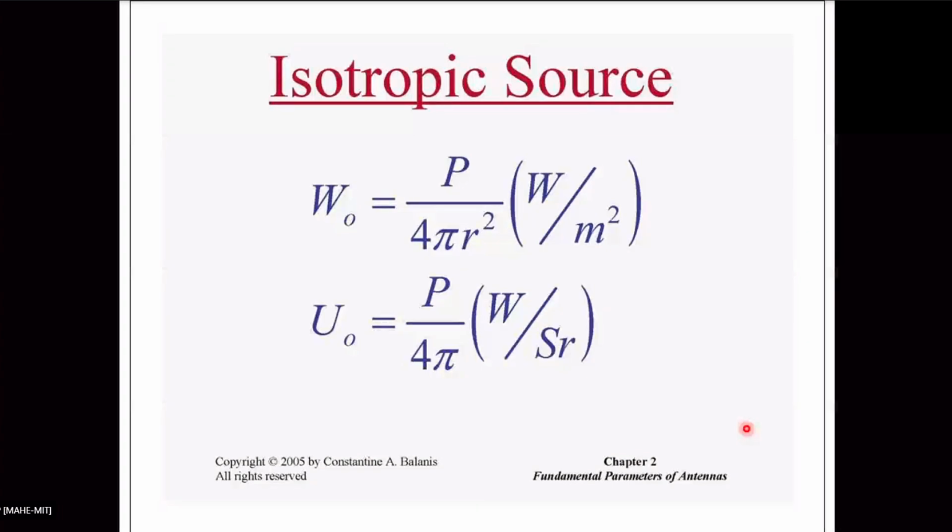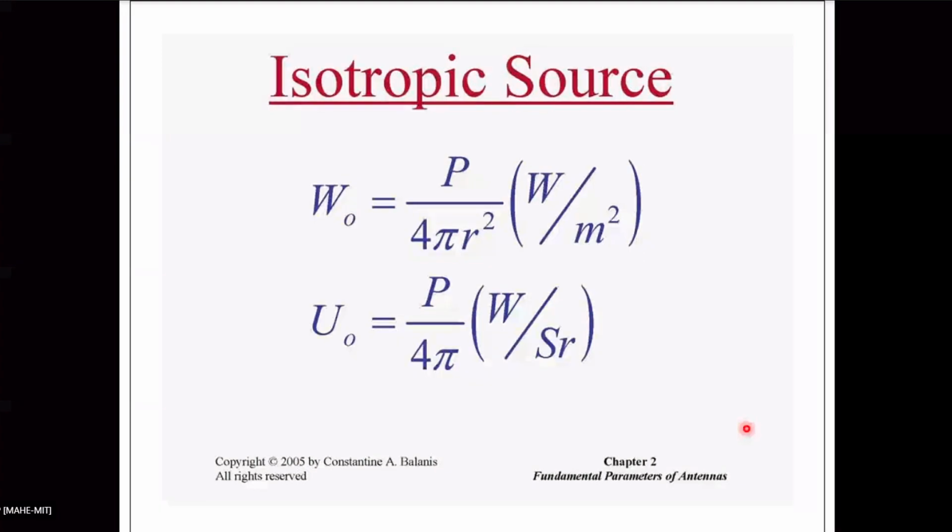And for an isotropic source, radiation intensity U is equal to U naught, which is equal to the total radiated power P divided by 4 pi. Why 4 pi? Because the total solid angle in a sphere is 4 pi. So total radiated power divided by 4 pi will give the radiation intensity at any point on the surface of the sphere. Have you got it?